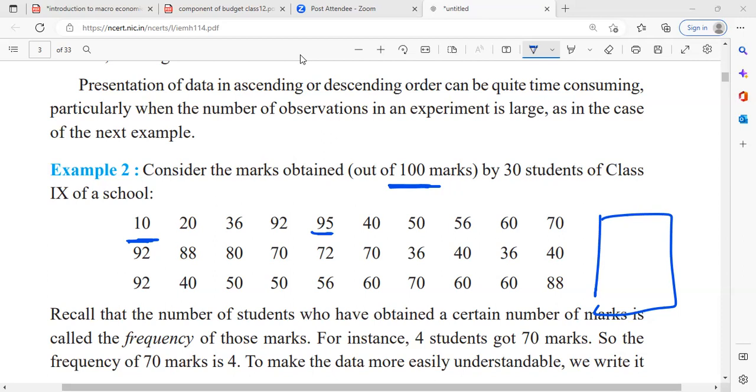Ma'am, am I supposed to write the total as well? Yes. Total here as well. We will add this and you will tell me the total. Okay, ma'am.